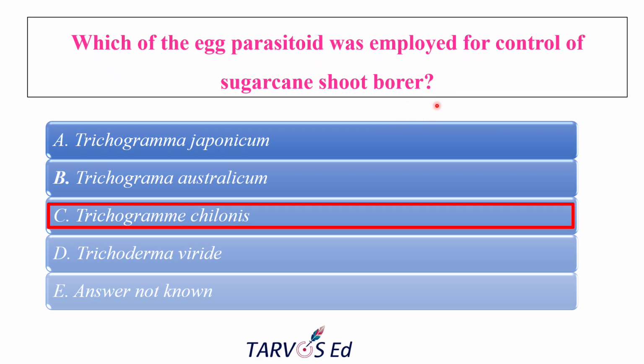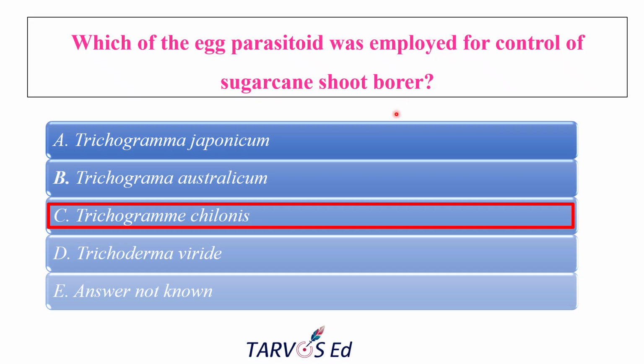So remember one thing, egg parasitoid means that the adult of this parasitoid will lay the eggs on the egg of the pest. So before the pest larva emerges, the parasitoid will be able to kill the pest. The developing parasite kills the host egg, so this will prevent the larva from hatching.